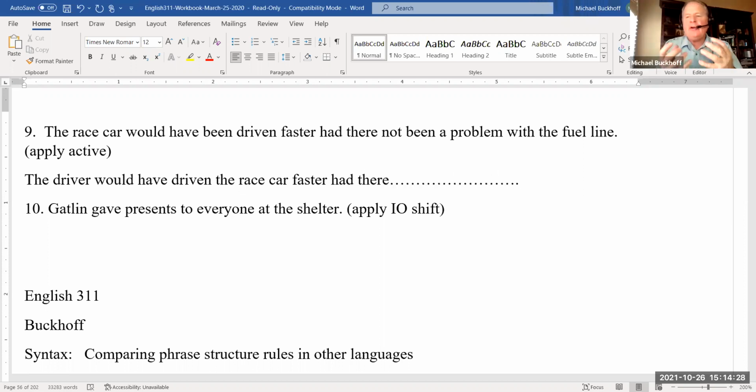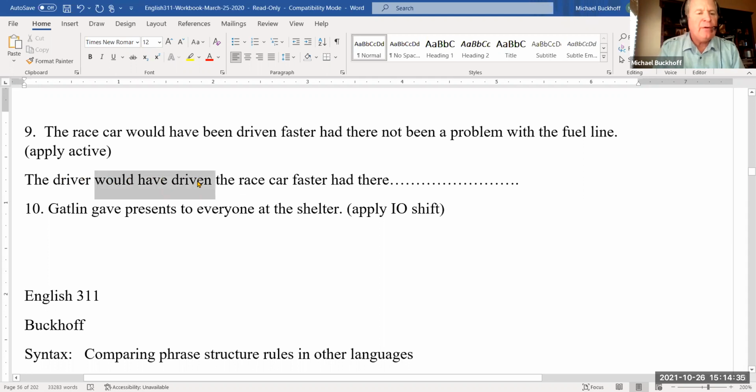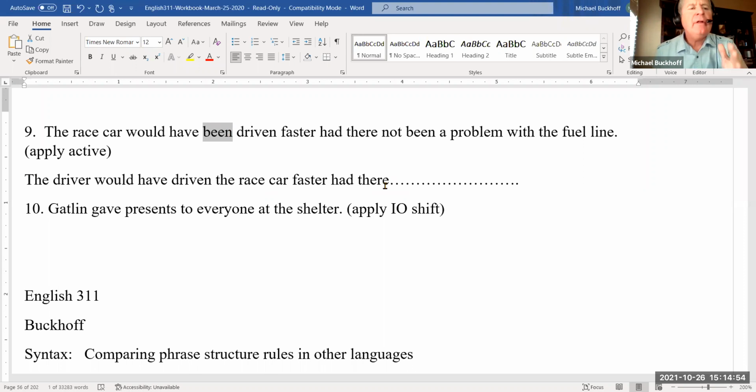So in this case, we had to create the subject, imagine it. So the driver would have driven. Notice in this case, you guys see the difference here? There's no be verb. However, here there is. You see that? Right there. There it is. So that changes it. The driver would have driven the race car faster had there not been a problem with the fuel line. In reality, the implied past reality is this: the driver did not drive the car faster because there was a problem with the fuel line. That's exactly what it means.